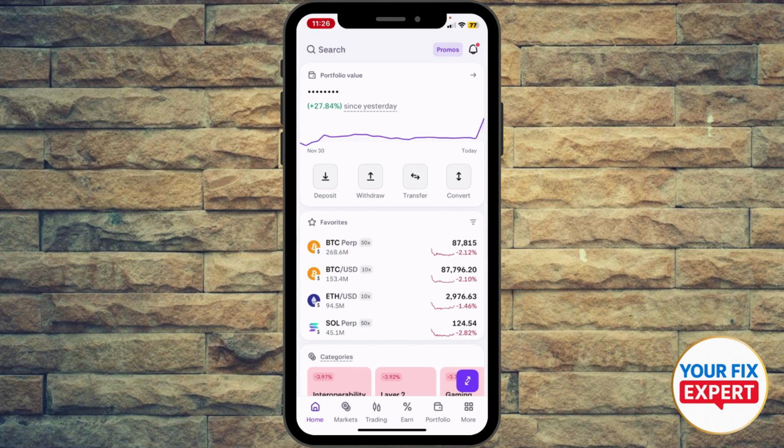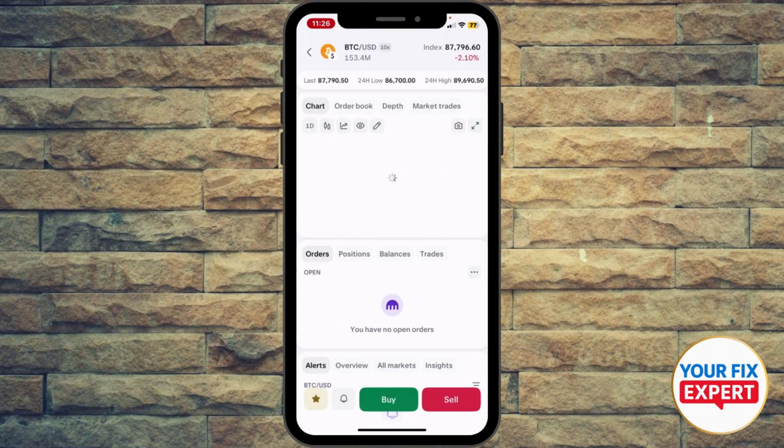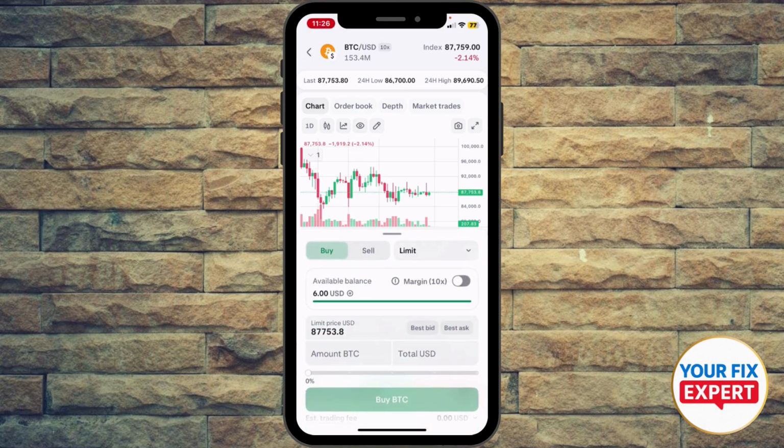Let's say BTC USD, right? And then what I'm gonna do, I'm gonna just hit buy at the bottom left. Please be aware that this is not financial advice, so whatever I do next, you must study the market first because it's highly, especially crypto, it's highly volatile. So what I'm gonna do, I'm gonna hit buy, right?